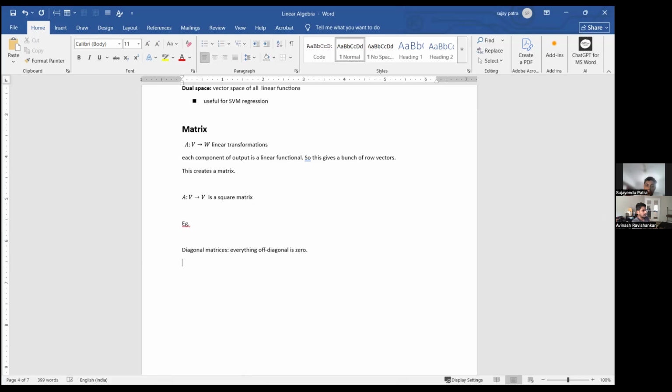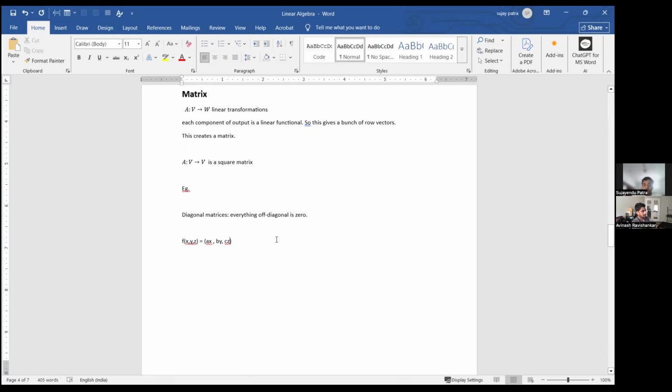Yeah, that's extremely useful. Let's say I have three dimensions, X, Y, Z, and then I have a diagonal matrix. What that means is that in the output, the first coordinate depends only on X, so AX. The second coordinate depends only on Y, say BY. And the third coordinate depends on Z, so CZ. So these are basically three separate functions of X, Y, and Z, with no relationship to each other. The first coordinate is just multiplied by A, the second by B, the third by C. You don't need any linear combination anymore.